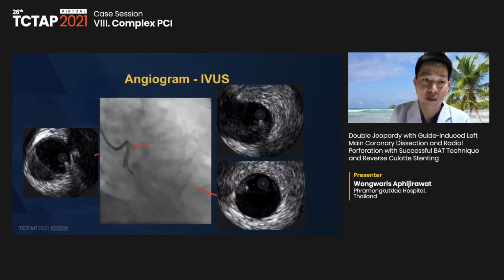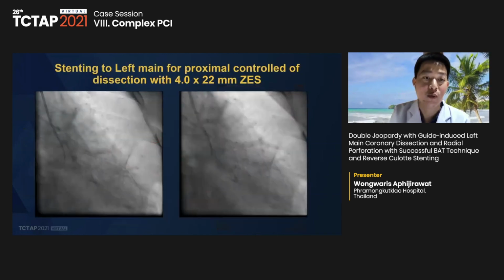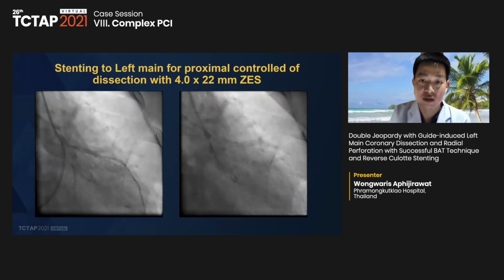This is a correlation of angiogram and IVUS. The dissection flap extends from the left main into the circumflex and impairs the flow. And we confirmed that my wire is in the true lumen. The diameters of the left main and the circumflex were 4.5 and 4 millimeters respectively. So we immediately stented the left main for proximal control of the dissection with a 4.0 by 72 millimeter stent under imaging guidance, crossing from the left main to the circumflex.